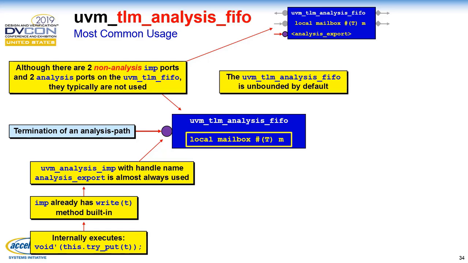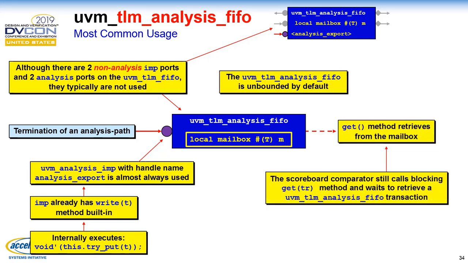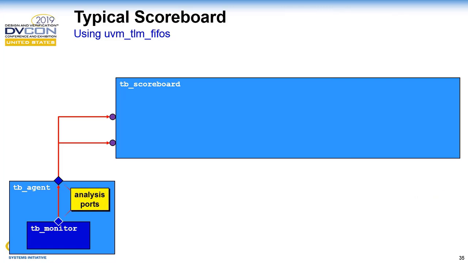Very nice, very convenient. It still has the block and get method, just like the TLM FIFO, which we want to take advantage of inside of our scoreboards, because we'll use that as a block and get to get the expected and to get the output transactions. Okay, so let's look at a couple of typical TLM scoreboards.